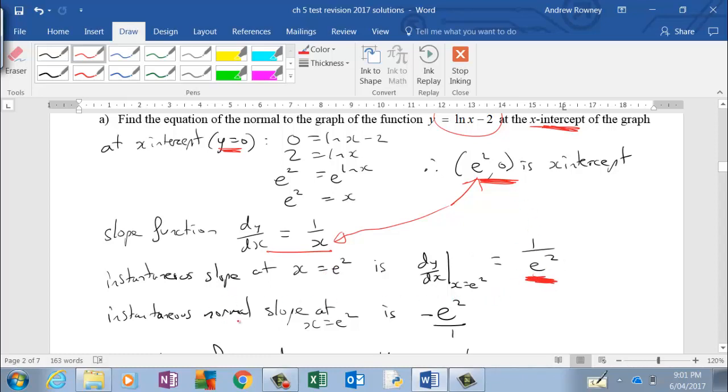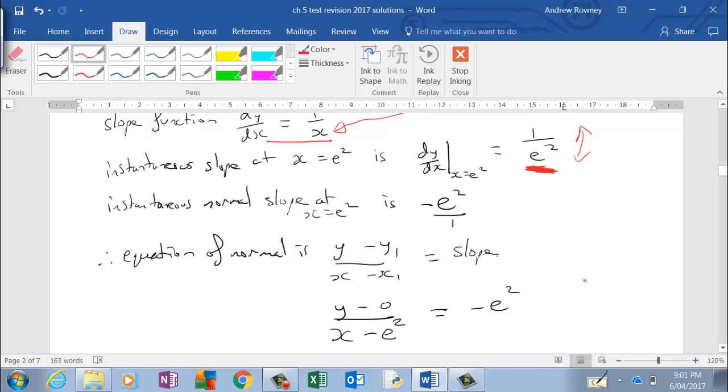But we want a normal, so we're going to flip that upside down and do the inverse sign, so it's minus e squared on 1. Now the equation of the normal is y take y1, x take x1 equals slope. So the point we're using is (e squared, 0). So y take 0, x take e squared equals the slope of the normal, minus e squared.